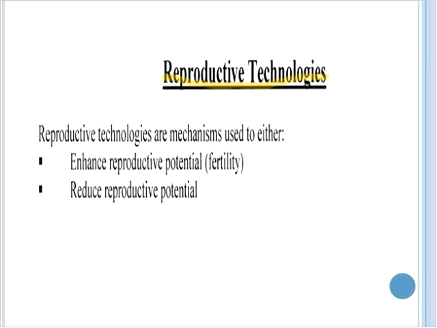Reproductive technologies, by definition, are mechanisms used to either enhance reproductive potential, fertility, or the exact opposite, to reduce reproductive potential.